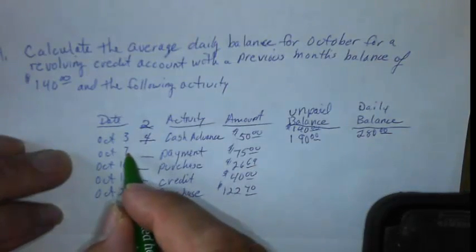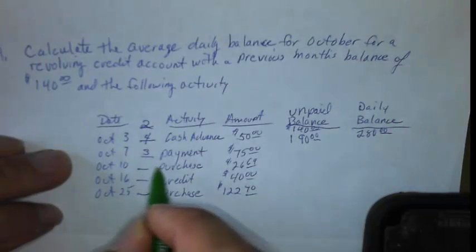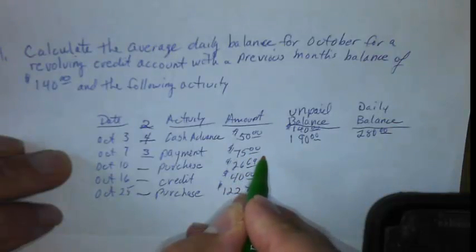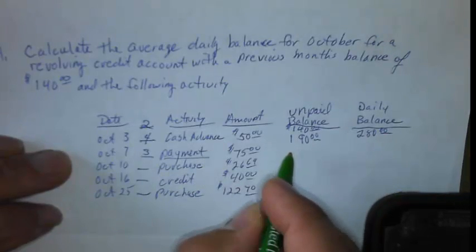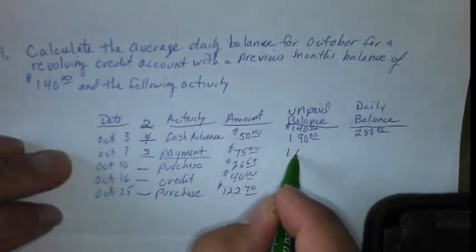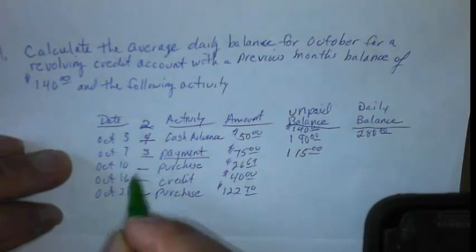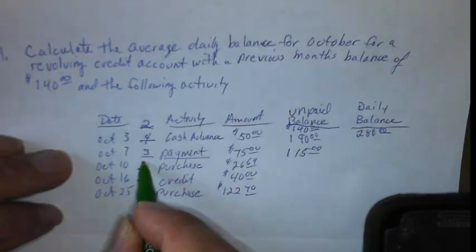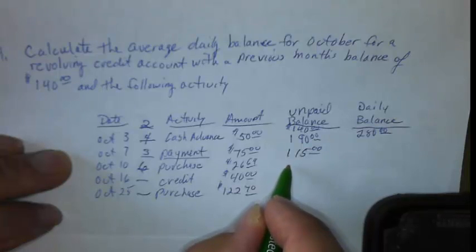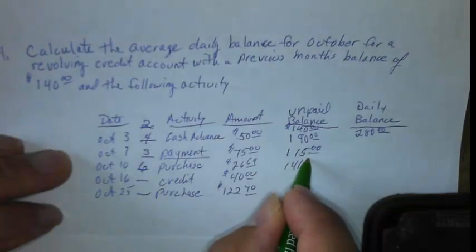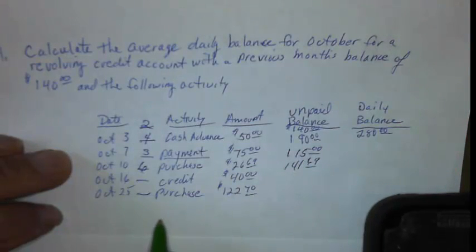So then between October 7th and 10th is 3 days. And we subtracted that because we got a payment. So we're subtracting it from our daily balance. So now we're down to 115. Okay? So then between 10 and 16, we have 6 days of that purchase. Okay? So we're going to add that. So that gives us 141.69 because we add the 26.69 to the 115.